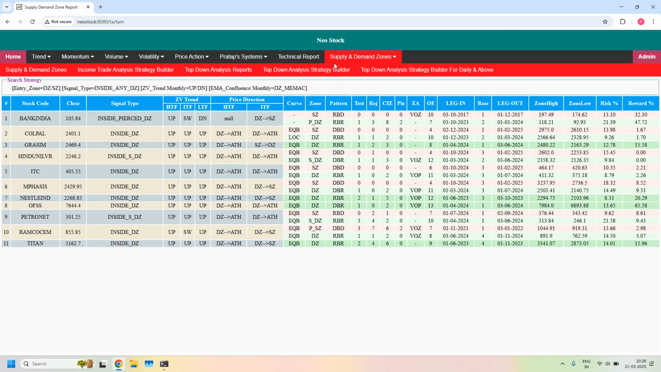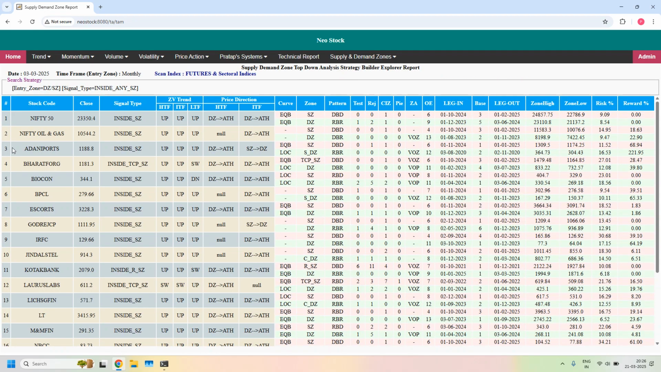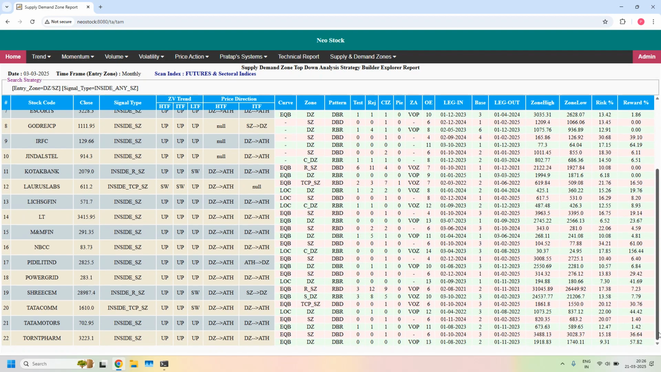Okay, next, monthly time frame. Price closed inside the monthly supply zone. First 15 stocks in the list. Currently NIFTY closed inside the monthly supply zone. Scrolling the list down. So total 22 stocks are filtered. Now let's verify out of these 22, how many monthly supply zones are having monthly EMA confluence.